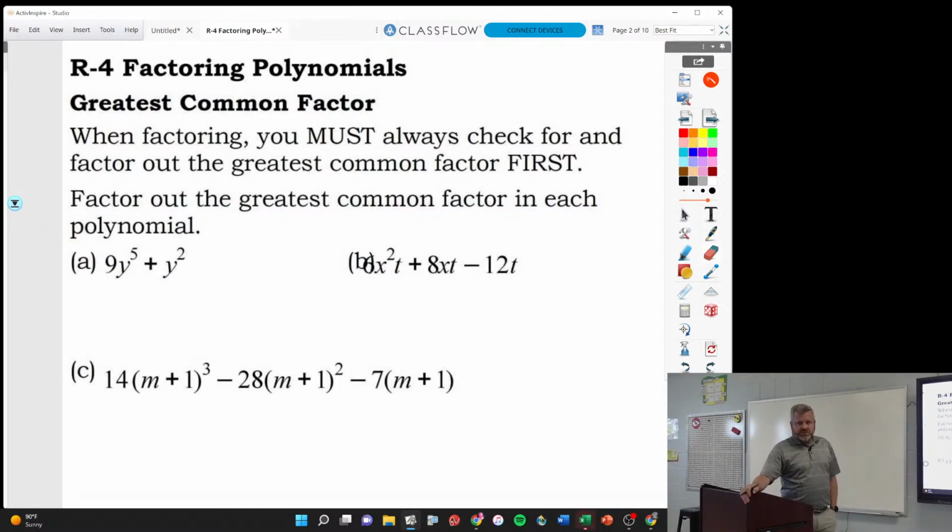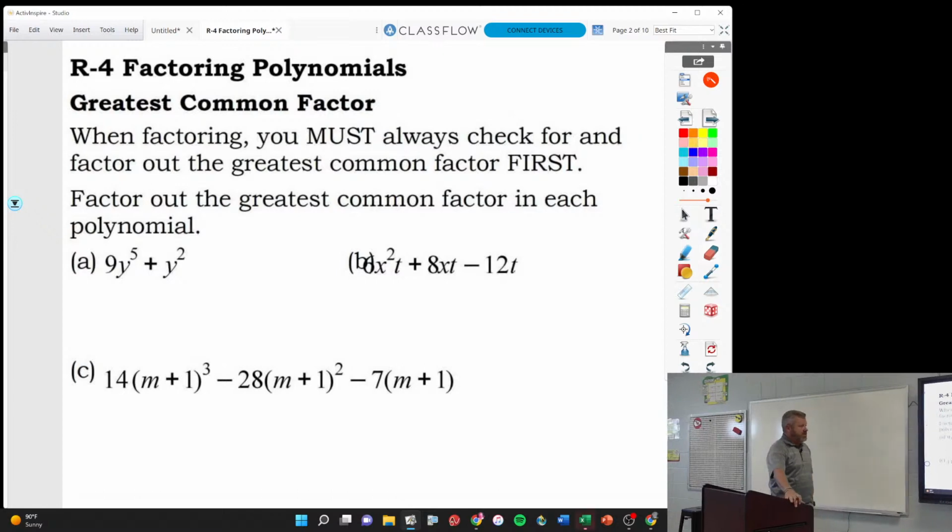So let's start off with the first thing with factoring. We're going to do greatest common factor. When factoring, I don't care what kind of factoring you're doing, you must always, always, always check for a greatest common factor first. Then ask yourself, can I factor further? So these first few problems, we're going to look at just factoring out the greatest common factor.